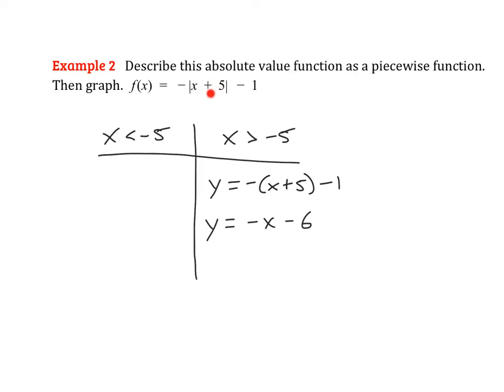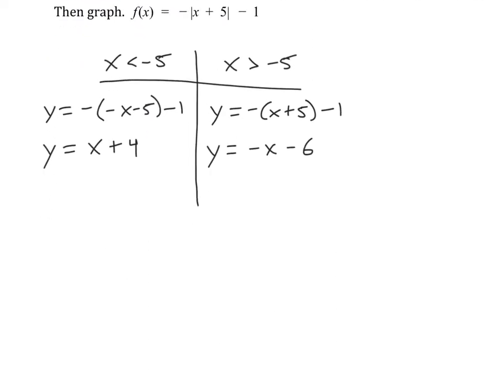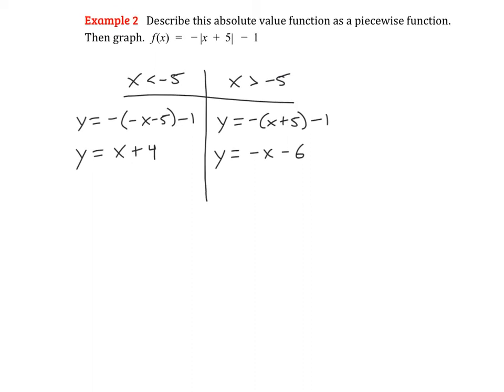And then remember, the way we find the values to the left, we actually do the opposite of what's inside here. So it's actually negative x minus 5, and then we have minus 1. So be really careful here. This negative is still here. This minus 1 is still here. A negative times a negative is a positive. So positive x, and then we have plus 5 minus 1, which is plus 4. So there's the two pieces of our function.